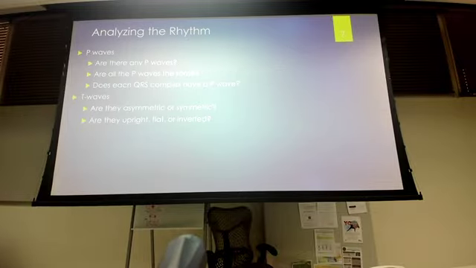I've got to look to make sure those P waves are there. If they're not there, something's going on with the atria. If they are there, do they look the same? Because if it's coming from the same foci in the atria, they should look very similar from beat to beat to beat. And do I have a P wave before every QRS?